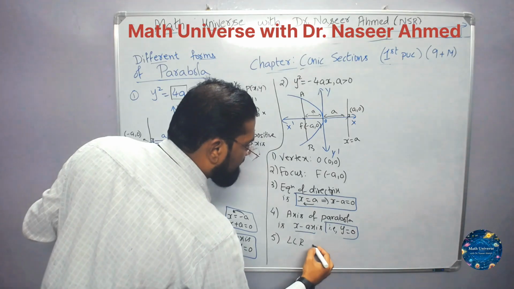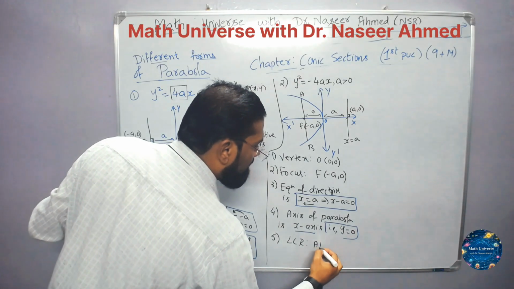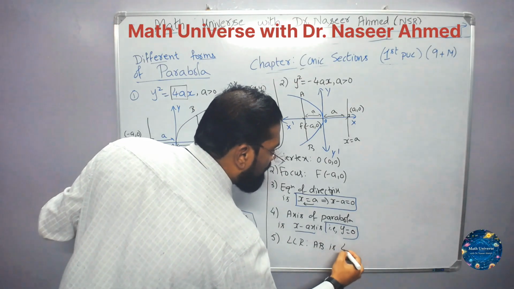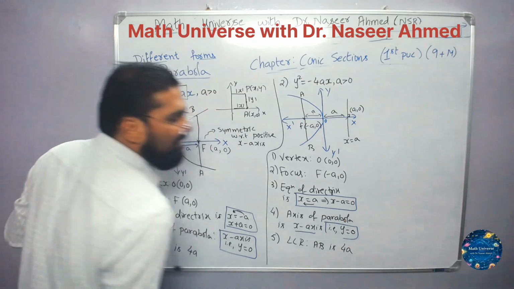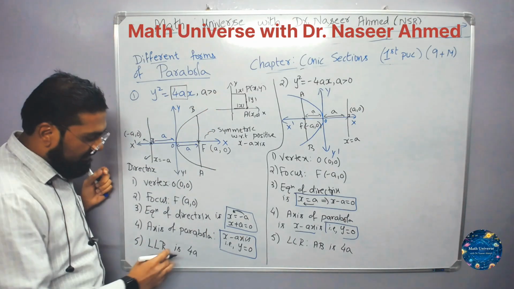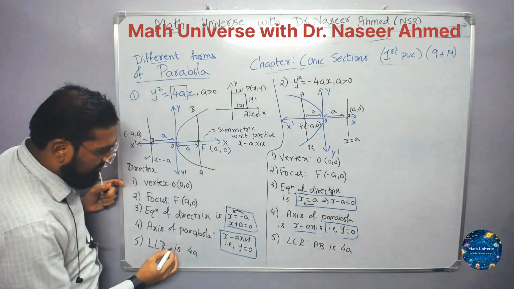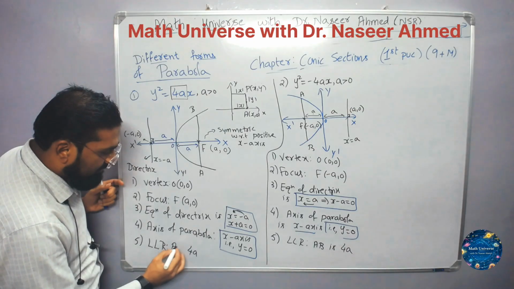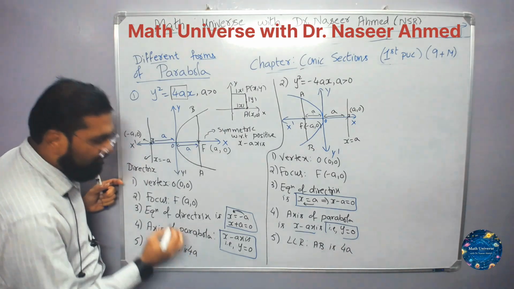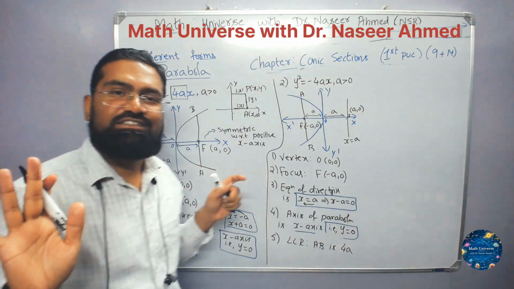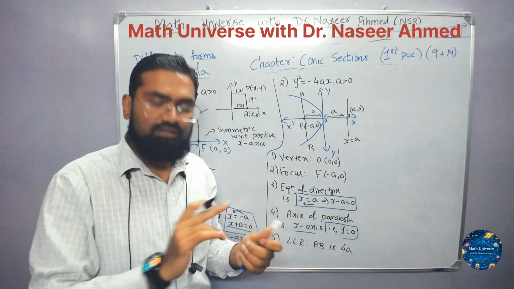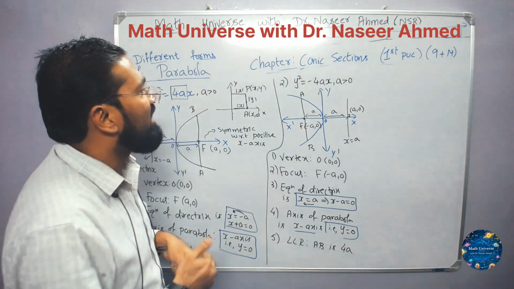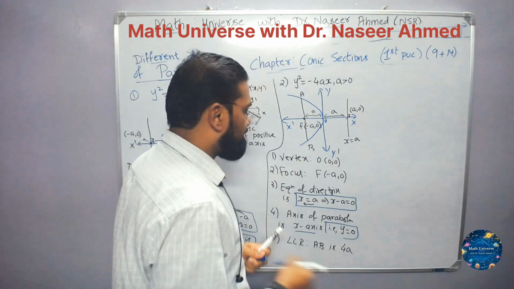So the length of the latus rectum AB will be again what? 4a only. I hope this point is clear. Similarly here, the length of the latus rectum AB is 4a only. Length will never change. Length, area, volume. I hope this point is clear. Okay, now let us move on to the next form.